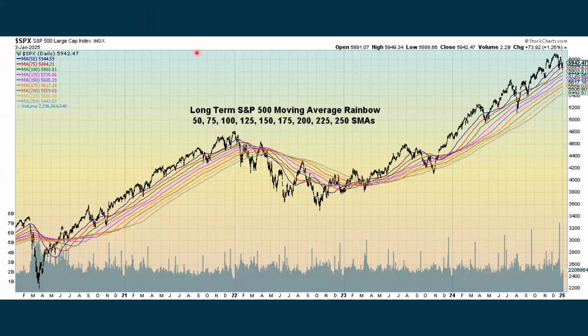Then I have another long-term rainbow going from 50 periods up to 250 periods. And even though we've been pulling back, we're just coming into the top end of the rainbow right now. The lines are still going up.